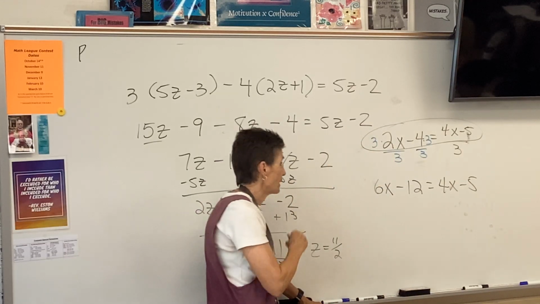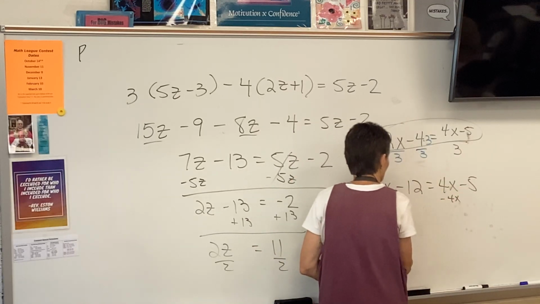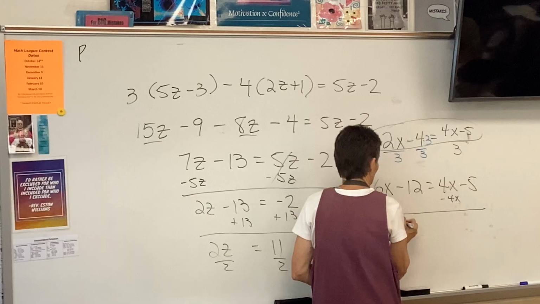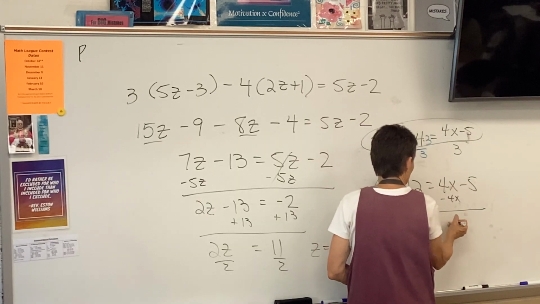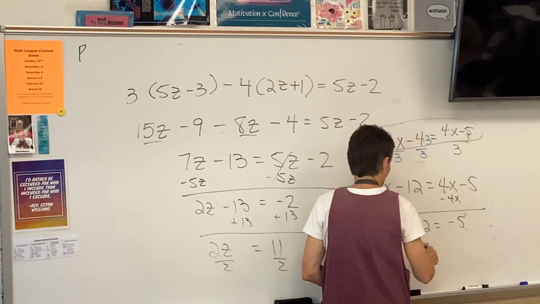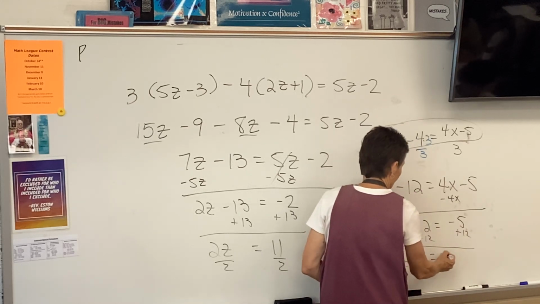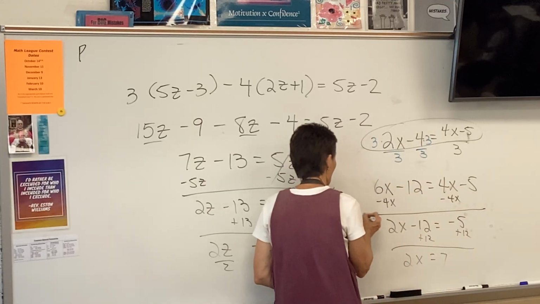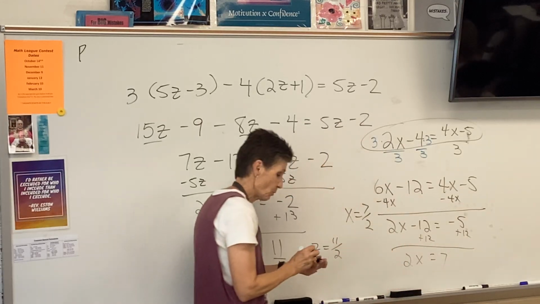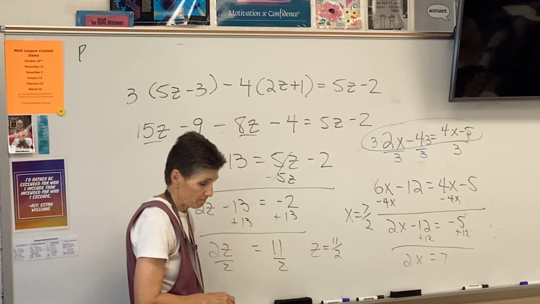And then I just do what I did over here, so I'll do 4x. Add my 12. So I got 7 halves for that one as my answer. What about you? Anybody else get 7 halves? Good?